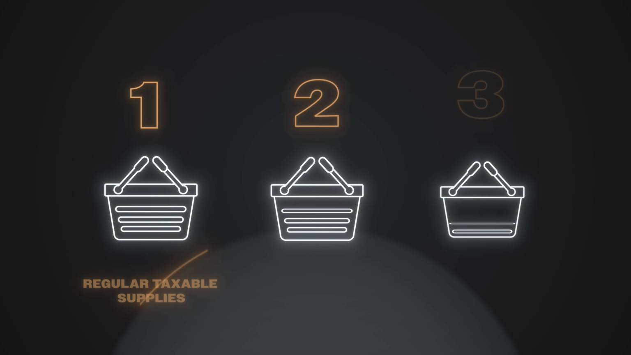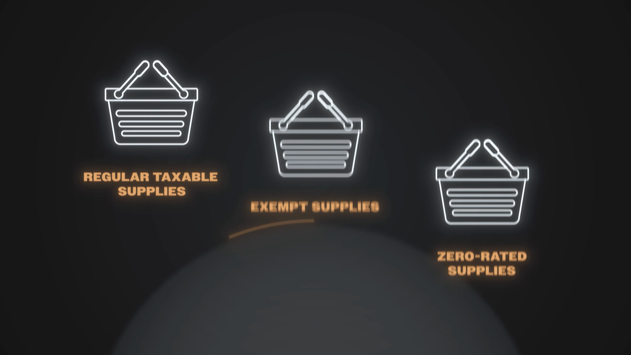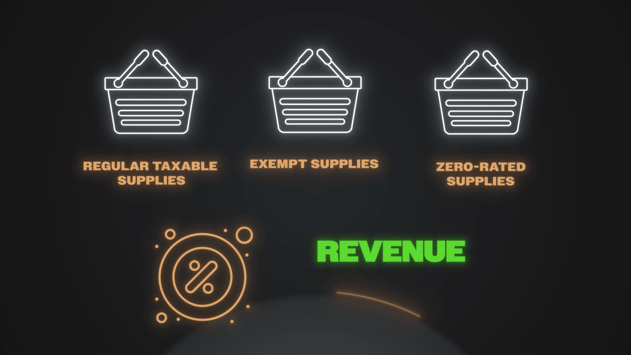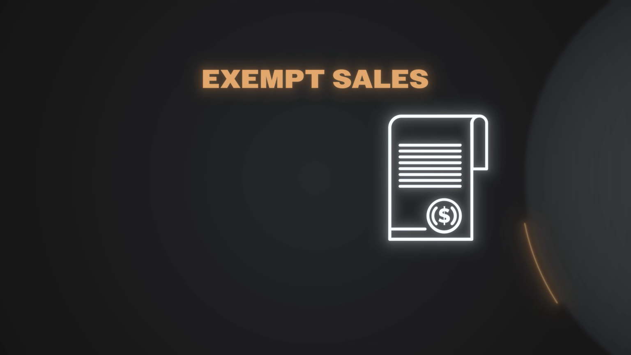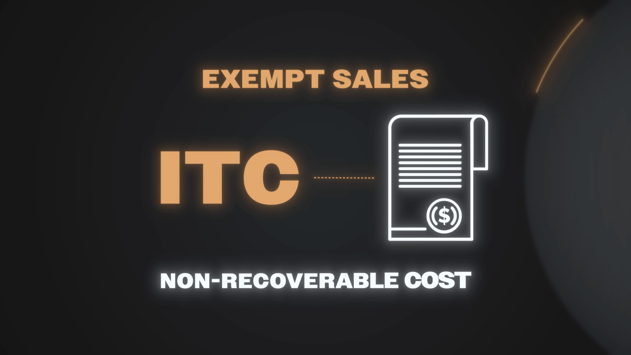What if you sell a mix of taxable, zero-rated, and exempt supplies? You actually have to calculate what percentage of your business generates which revenue, and which ITC relates to which revenue. You can only claim that percentage of your input tax credits that result from you generating taxable sales, or zero-rated for that matter. With exempt sales, because you do not claim ITCs, sales taxes you pay to others generally become the non-recoverable cost of running your business.